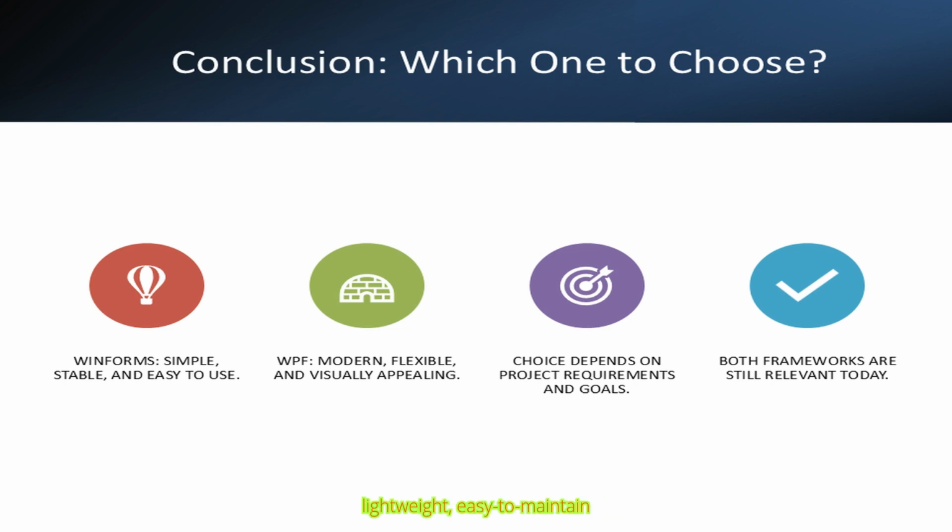If you need a lightweight, easy-to-maintain application, WinForms is a solid choice. However, if your project demands advanced UI customization, animations, and high performance, WPF is the better option. Despite WPF being the more modern framework, WinForms is still relevant and widely used today, especially for enterprise applications. Understanding the pros and cons of each will help developers make an informed decision.